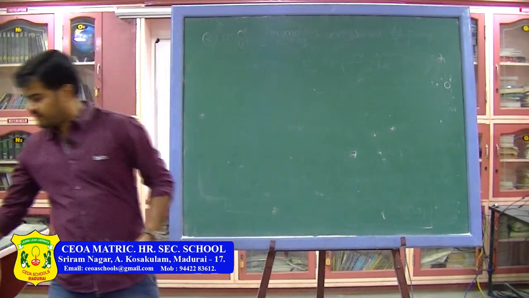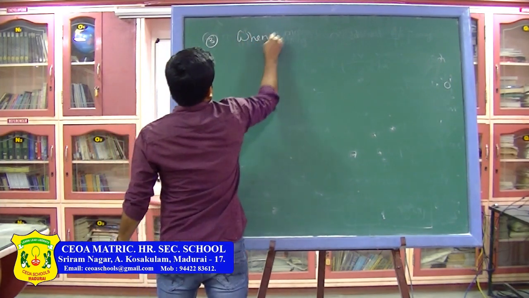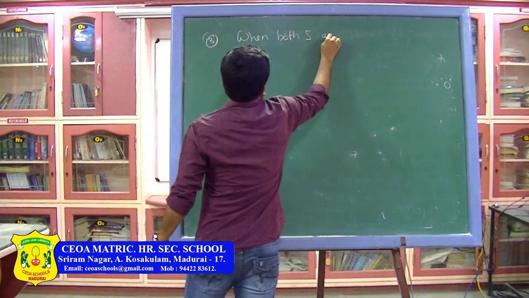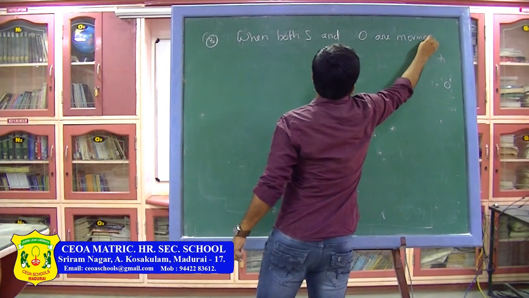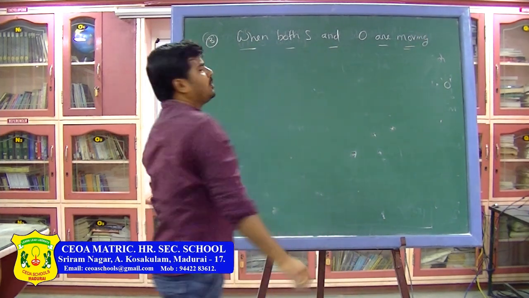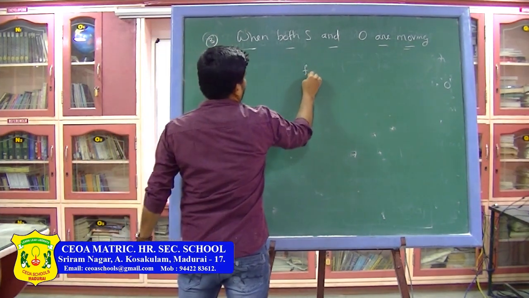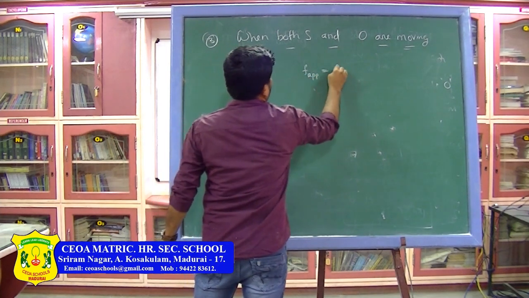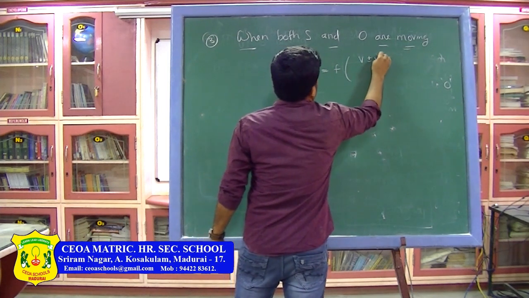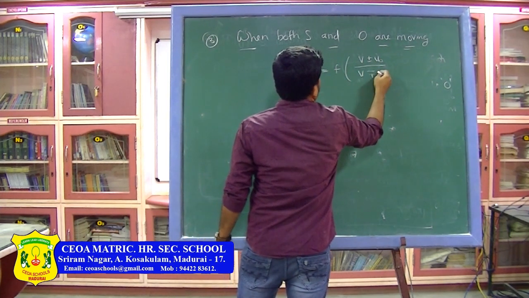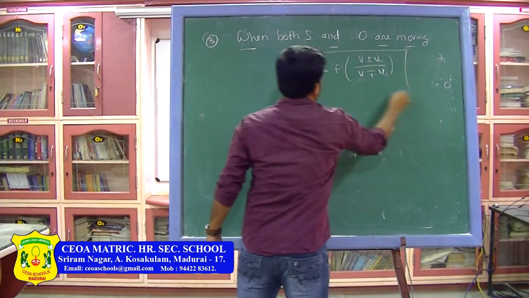So, the next case of Doppler effect, let me take the third case, when both source and observer are moving. This is a general case of the observation of Doppler effect. When both source and observer are moving, the apparent frequency is given by f into V plus or minus V naught divided by V minus or plus Vs. This is the formula for apparent frequency.